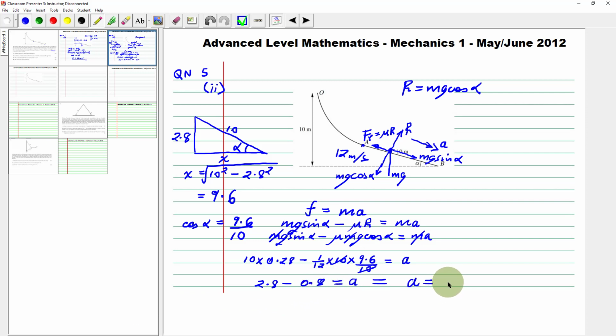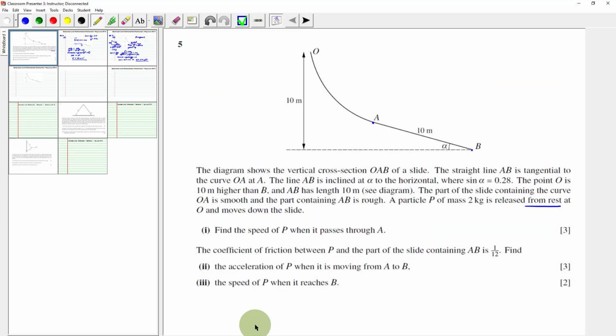And we can see that our a is 2.0 meters per second squared. And that is how you would work out part B. Let's look at part C. In part C, we are required to work out the speed of P when it reaches B.